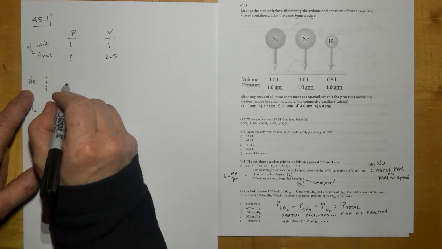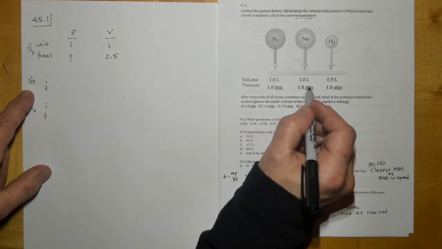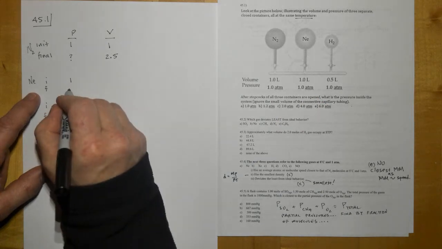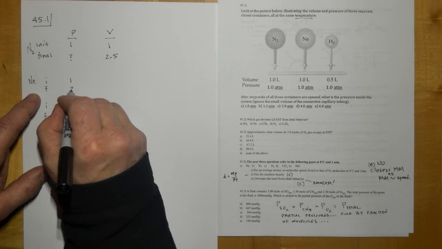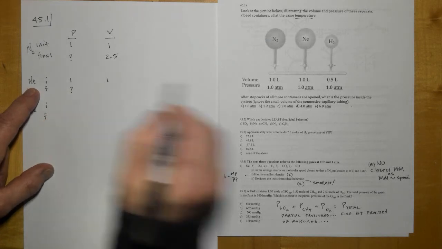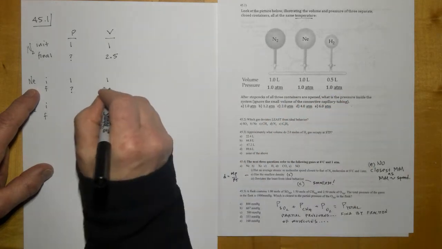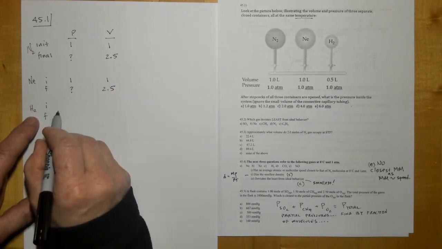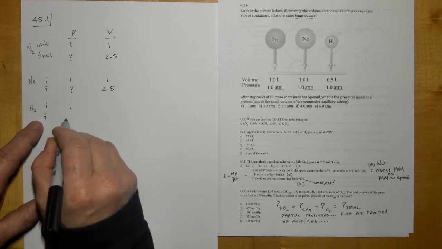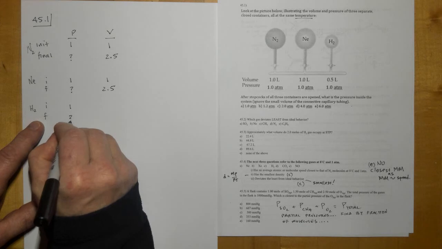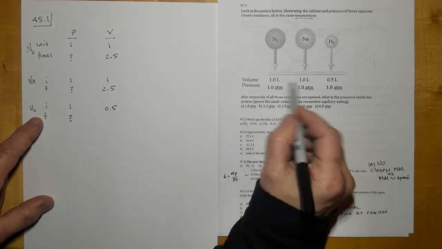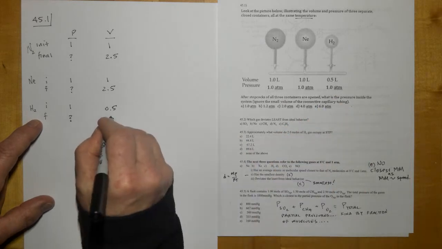Neon's initial pressure is 1 atmosphere. The final pressure of the neon gas is unknown. The initial volume of the neon is 1 liter, and 1 plus 1 plus 0.5 is 2.5. Hydrogen, the initial pressure is 1 atmosphere. The final pressure, we don't know. The initial volume is 0.5 liters, and then the final is 1 plus 1 plus 0.5, or 2.5.